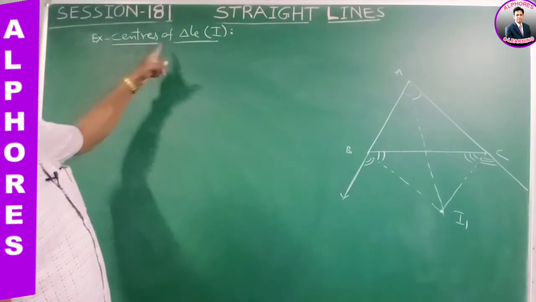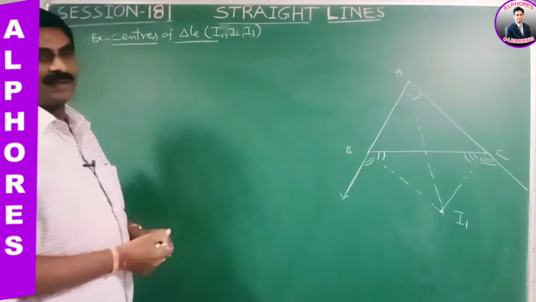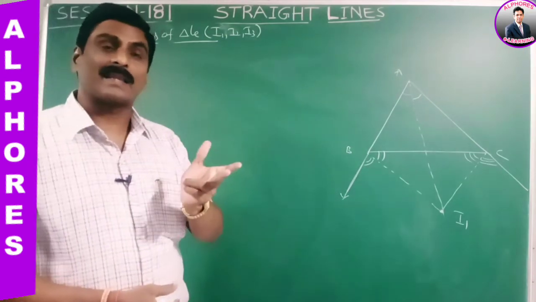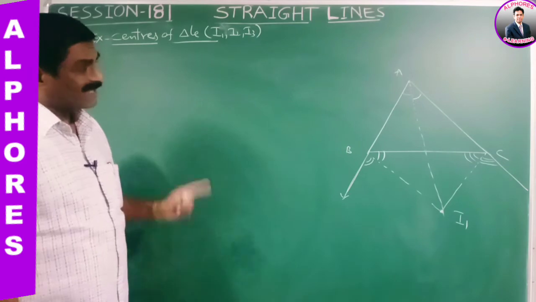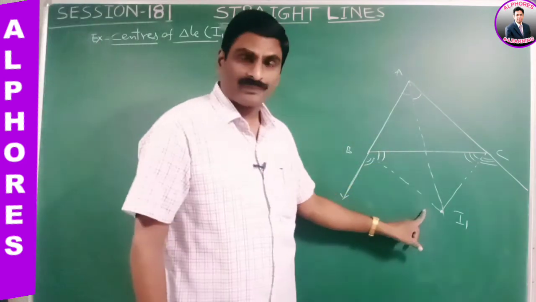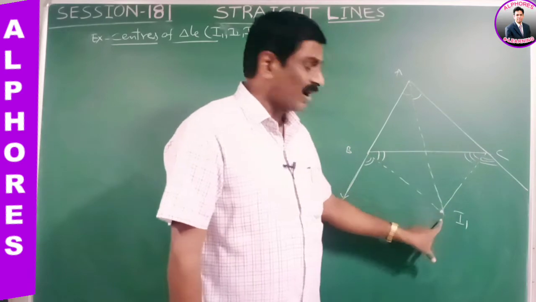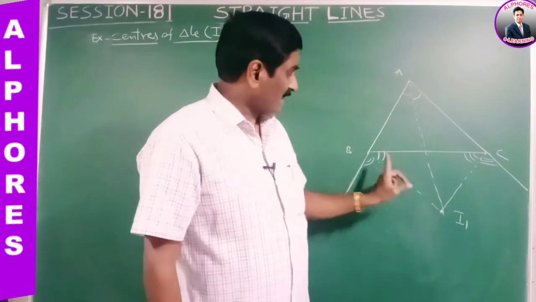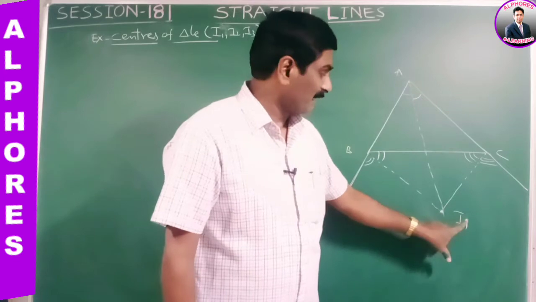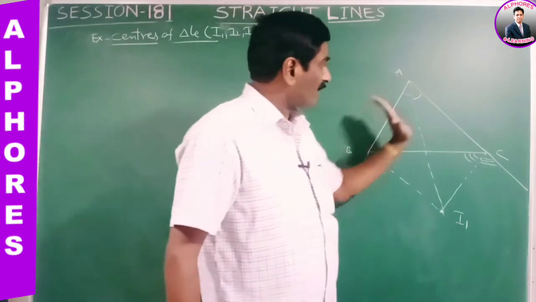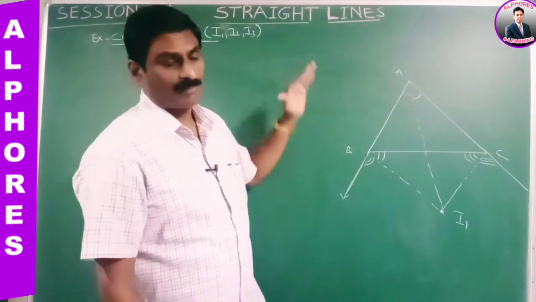Next, excenters of a triangle. These are denoted by I1, I2, I3. Already we discussed the incenter and excenters in 2D geometry basics. What is the excenter opposite to the vertex A? The point of concurrency of the internal angular bisector of A and the external angular bisectors of B and C is said to be the excenter opposite to the vertex A. It can be denoted by I1. Similarly, the excenter opposite to the vertex B is I2, and the excenter opposite to the vertex C is I3. Please note this.